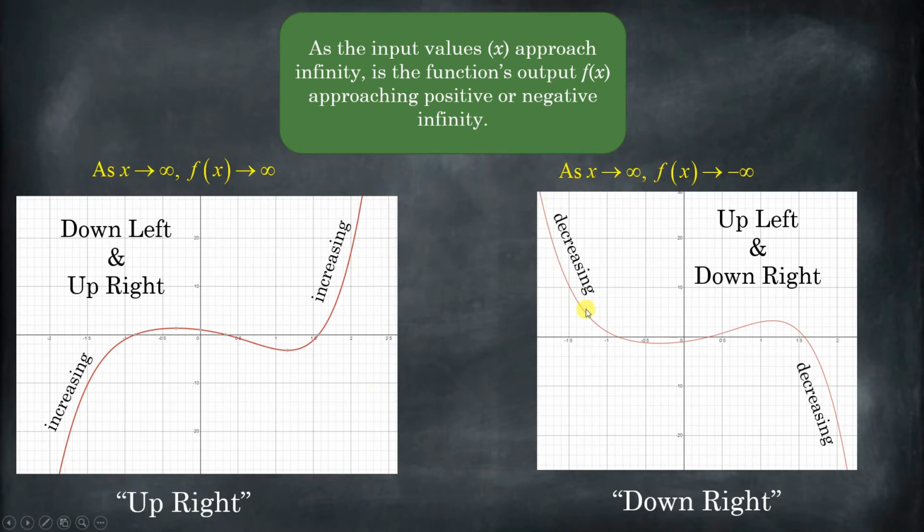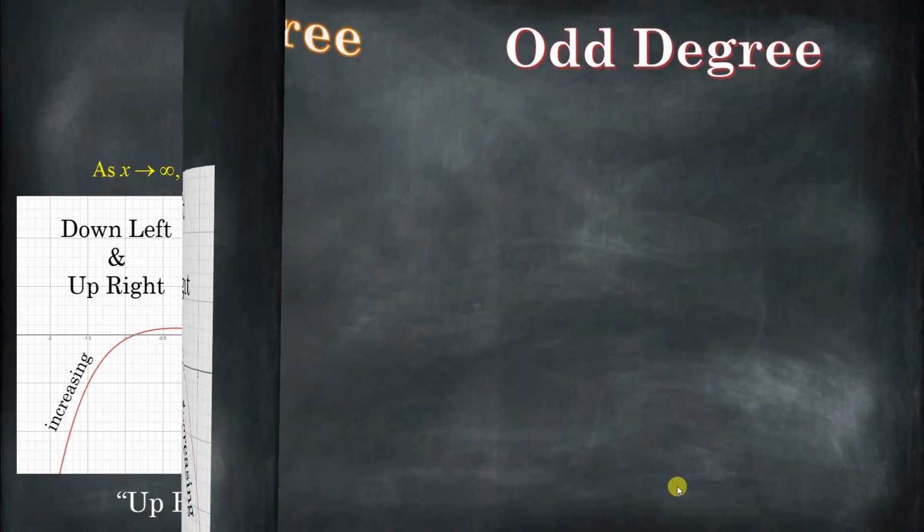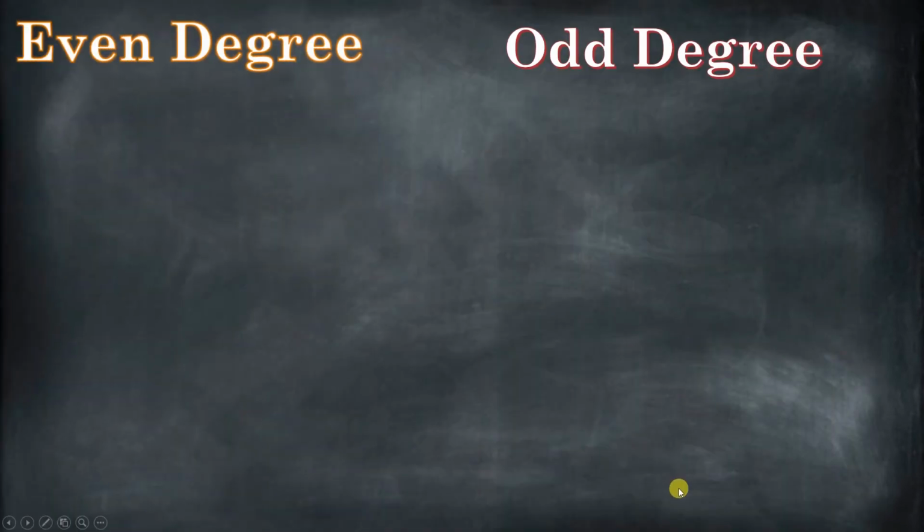But even so, if we're going to talk about end behavior, we can say this is going up to the left and down to the right. All right, a little counterintuitive there, but that's a good way to describe it.